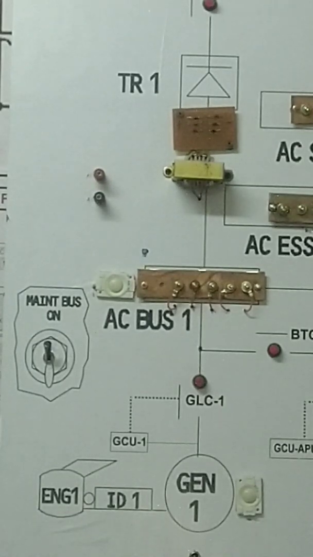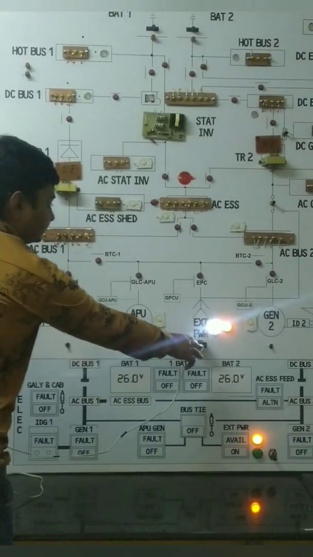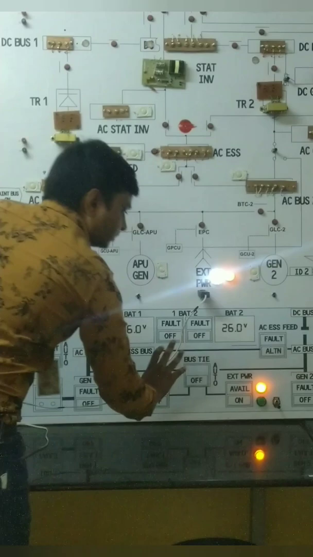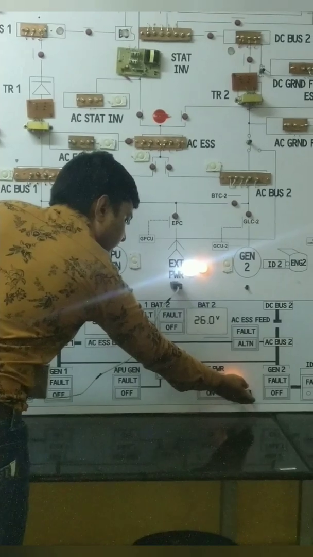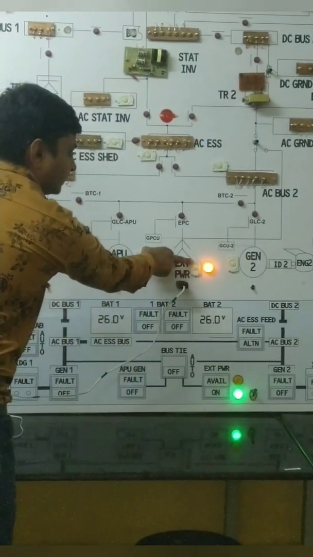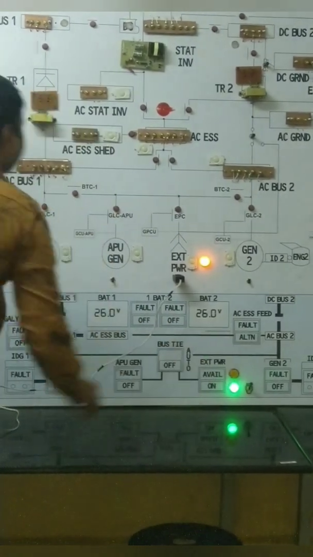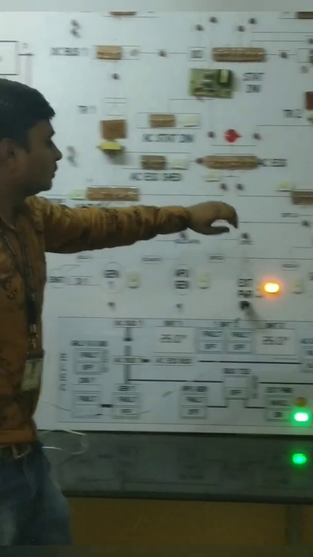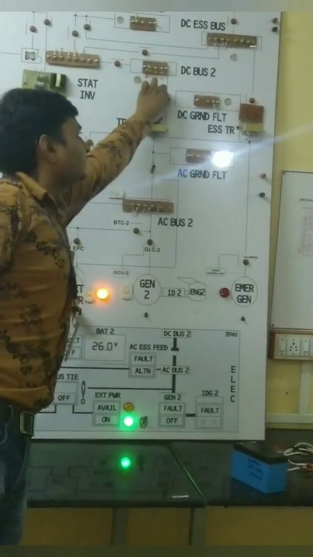Here we see the demonstration of this configuration. Okay. When I apply the external power supply, then the not in use and avail lights are on, and in the cockpit the avail light is on. When I apply the external power supply to the aircraft electrical network, then the not in use light is off, the avail light is off, and in the cockpit the avail light is off and the on light is on. Then I select the maintenance bus. Okay, then automatically the AC ground flight bus and DC ground flight bus are on.